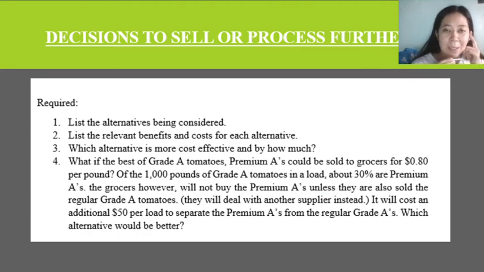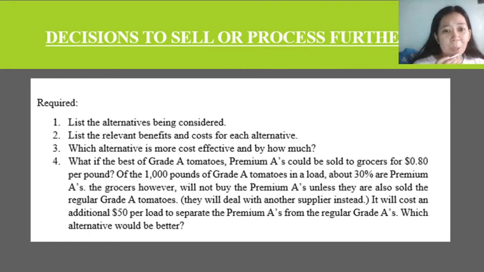Okay, so based on the given data, we have the following requirements. Number 1, list the alternatives being considered. Number 2, what are the relevant benefits and costs for each alternative? Number 3, which alternative is more cost effective and by how much?